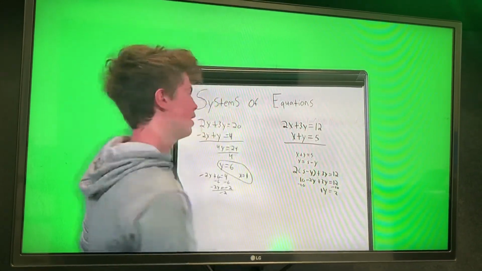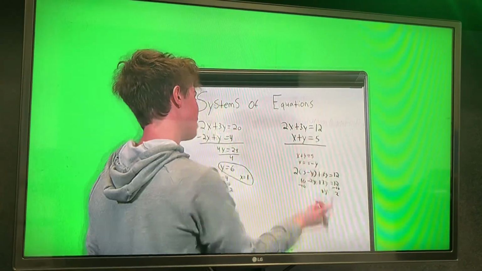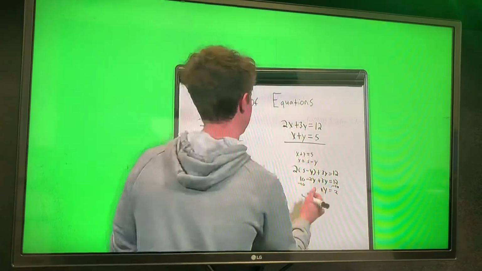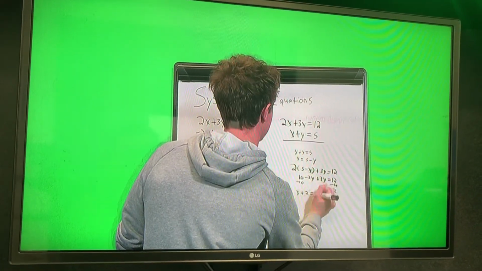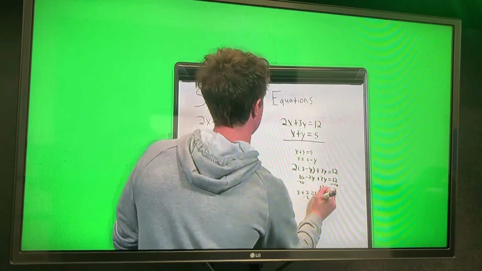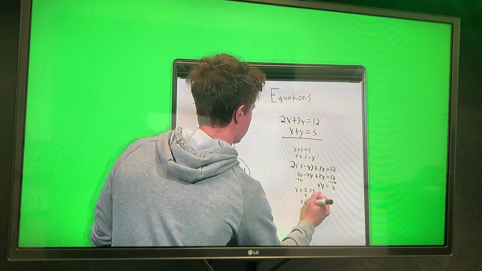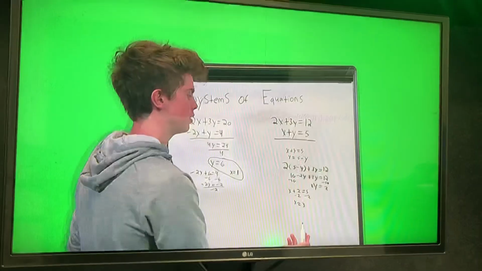So then what you do with that information is you substitute it back into the bottom equation that you started with. So we know now that y equals 2. So x plus 2 equals 5. We subtract the 2 and we're left with x equals 3. So now we know that y equals 2 and x equals 3, and that's how you solve by substitution.